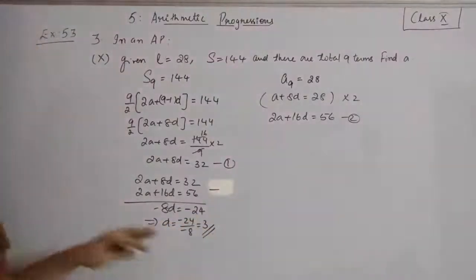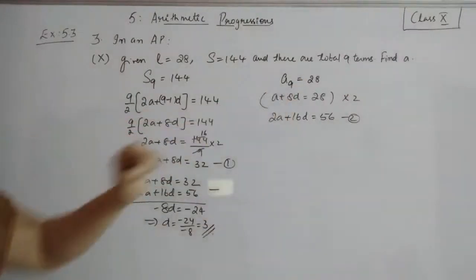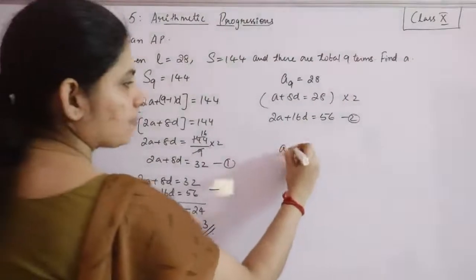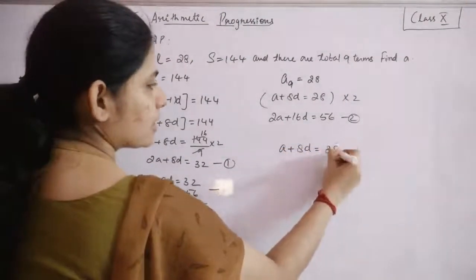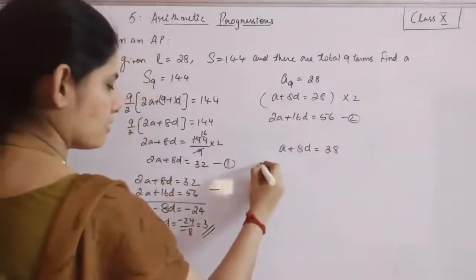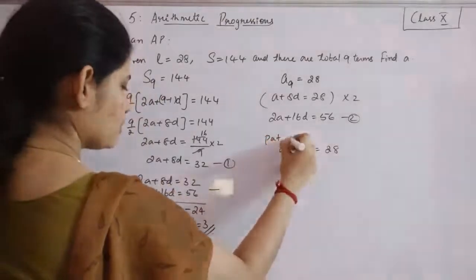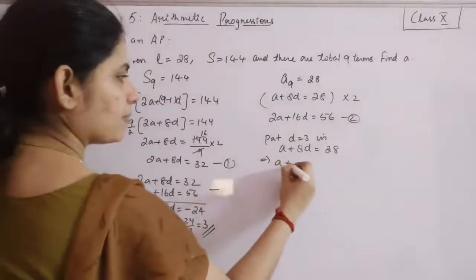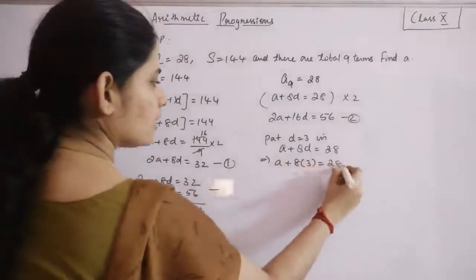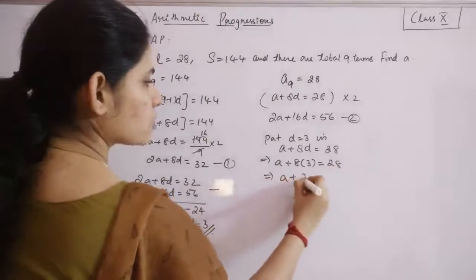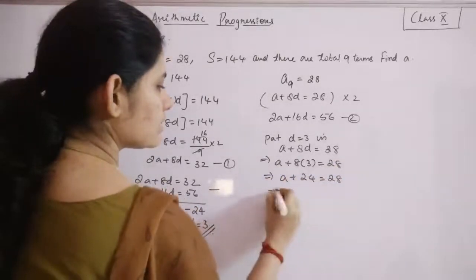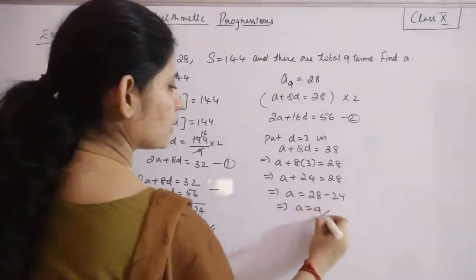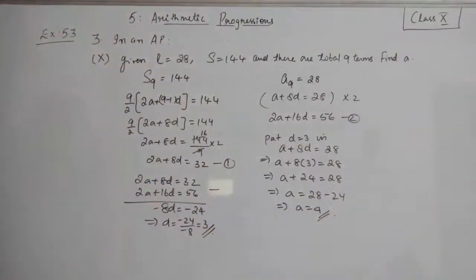So now you got the value of d, but the question is to find a. So in order to find out a, you can use your a9 equal to 28. That is a plus 8d equal to 28 you have. There you can replace your value of d, put d equal to 3 in a plus 8d equal to 28. So that you will get a plus 8 into 3 is equal to 28, or a plus 24 is equal to 28. That is a is equal to 28 minus 24. That is 4. So the value of a is 4. Okay.